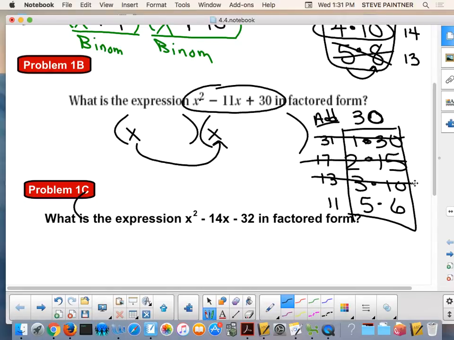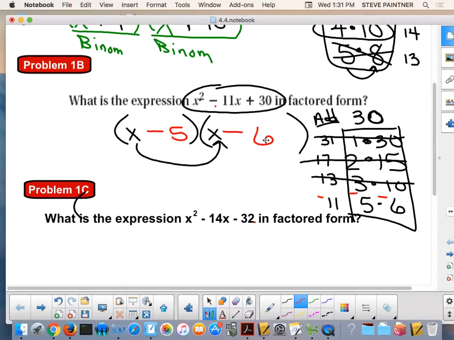But here's the deal. When you see the last number is positive, there are 2 options. One is positive times positive, and one is negative times negative. Guys, if you see a positive in the back and a negative in the middle, the signs will both be negative, negative.